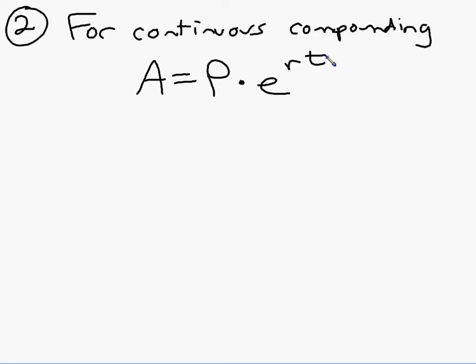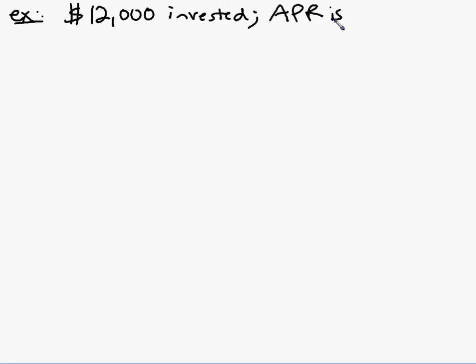Remember that little number E? I know it sounds strange calling E a number, but it is. Okay, in the math world, it's a number. So let's do one more example now, and we're actually going to do 2 problems in this. $12,000 is invested. The APR is 9%. Wouldn't that be nice?